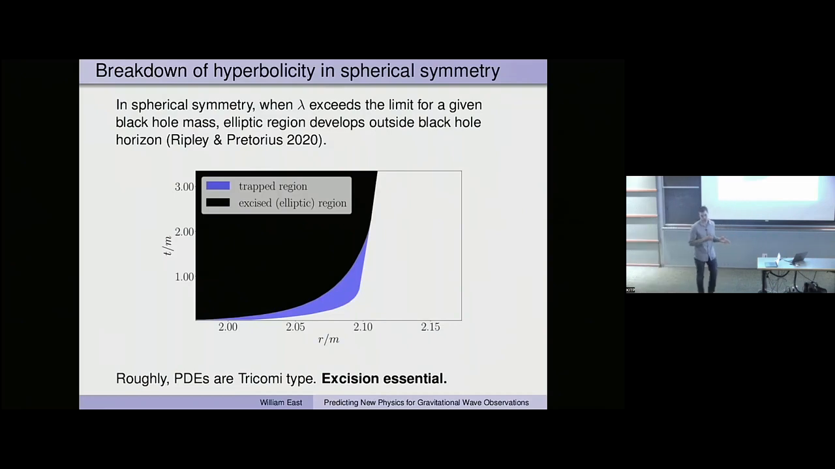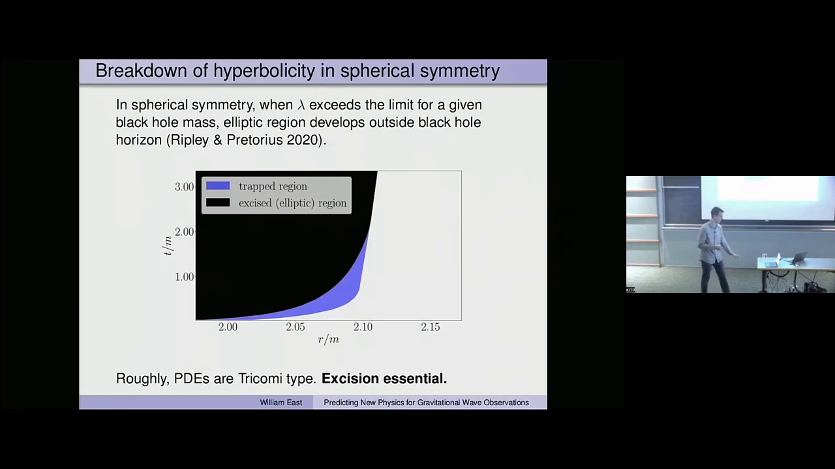So once we go beyond spherical symmetry, things can only get worse with respect to hyperbolicity. But what we've found is that this is the generic failure mode for these theories, that you have the excision surface coming in and hitting the black hole horizon.